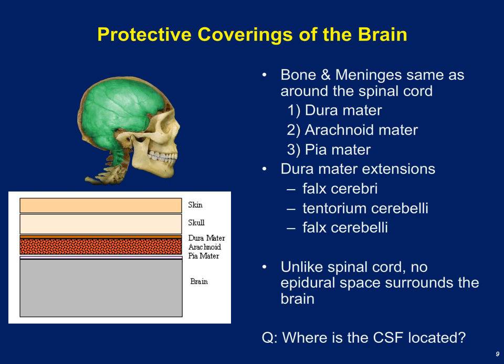Just like with the spinal cord, the outermost of the meninges is going to be the dura mater, which is tough fibrous connective tissue. Underneath that, we're going to find the arachnoid mater. And between the arachnoid mater and the pia mater, we find the subarachnoid space. And the subarachnoid space is where we find the cerebrospinal fluid.